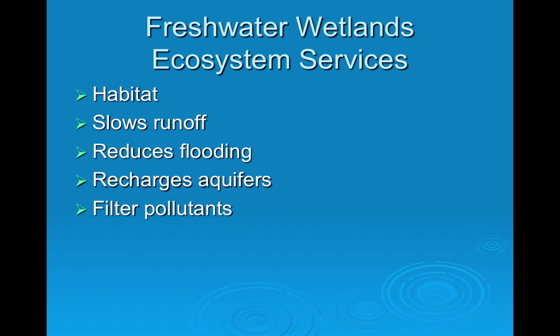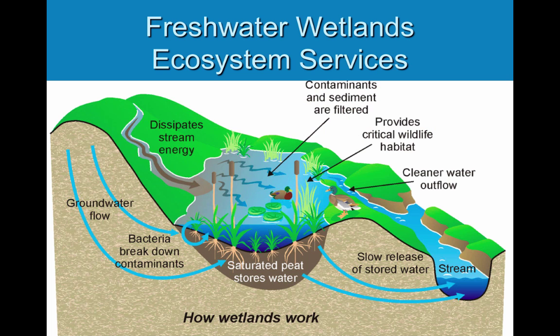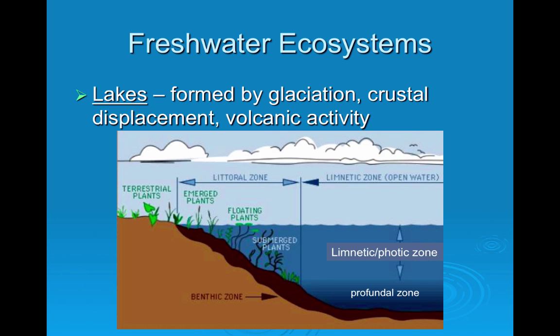All right, list 5 ecosystem services wetlands provide. I kind of went over that. They're a habitat area. They slow runoff. They reduce flooding. They help to recharge aquifers, and they filter pollutants out of water. So here is a picture for you of what wetlands do. If you are more of a picture person, pause here and take a look at this and kind of take it all in.